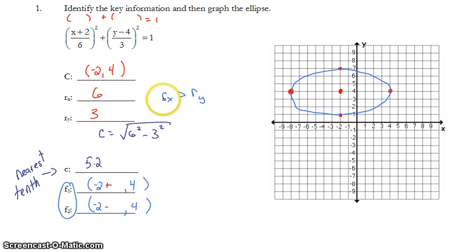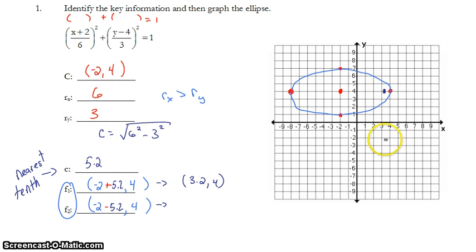Okay, so again, my center was -2, 4, c is 5.2, and my x radius is bigger than my y radius. That means I'm going to add 5.2 to my x coordinate and subtract 5.2 from my x coordinate, giving me my 2 focal points. -2 plus 5.2 is 3.2, comma 4. Here's 3.2, just barely past 3. And then 4 is right here.